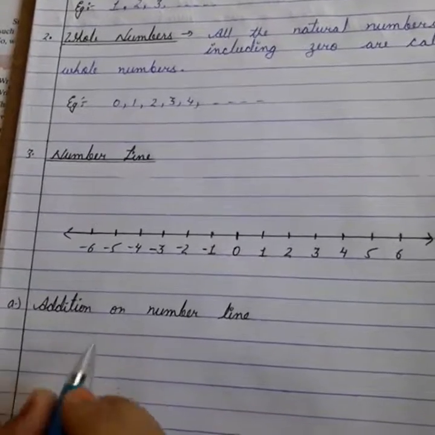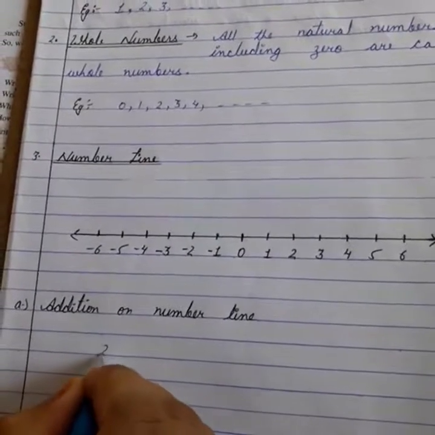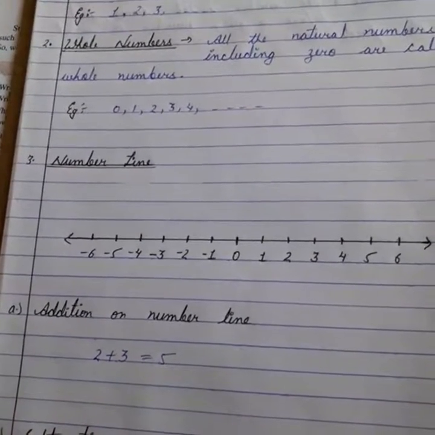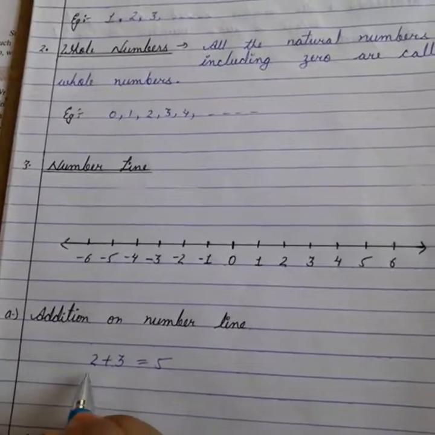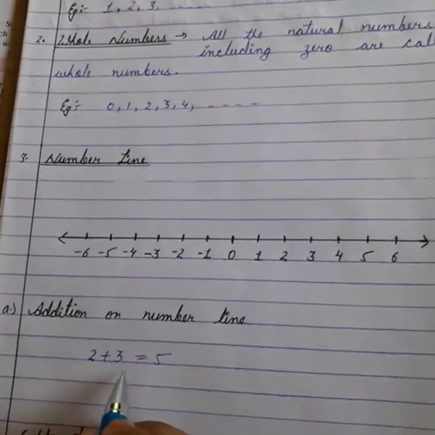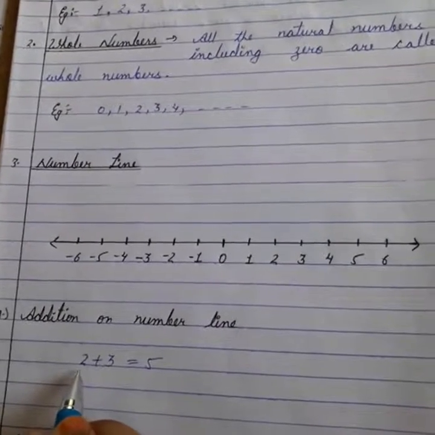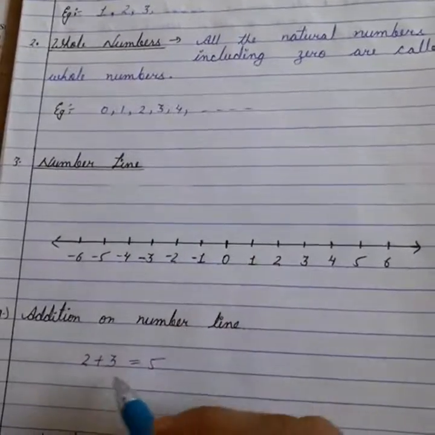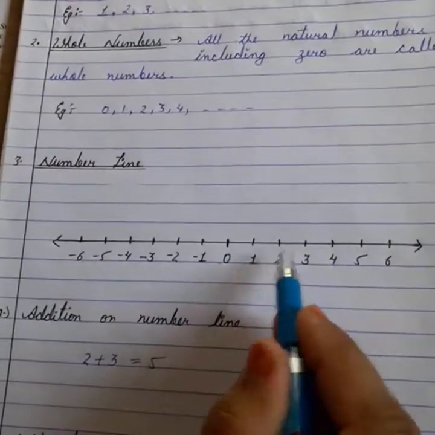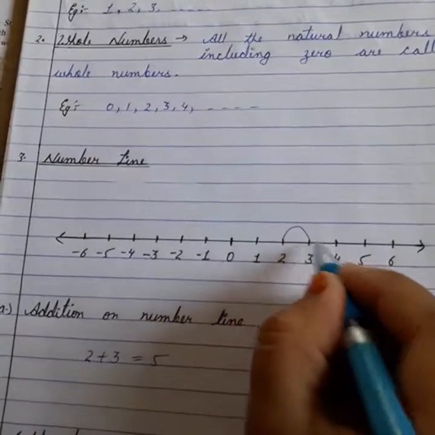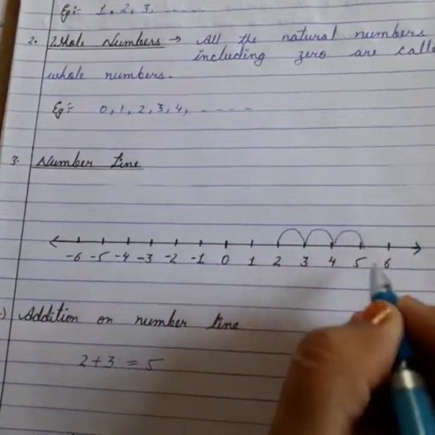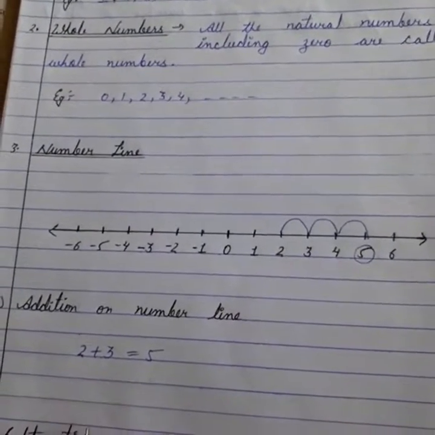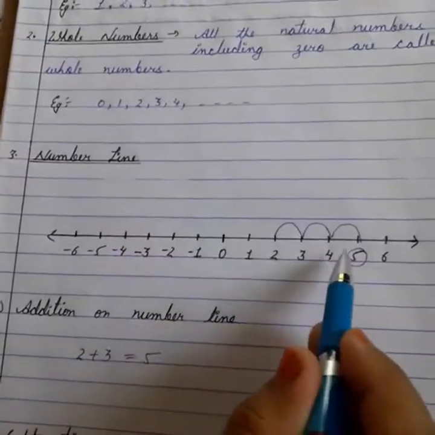Now see, if I tell you to add 2 and 3, all of you know 2 plus 3 is how much? 5. But if I tell you to add these two numbers 2 and 3 on the number line, how are you going to add? First of all, what is written? 2. So you will see where 2 is written on the number line. Next, what is it saying? Plus 3. So you will move 3 steps forward from 2. 1 step, 2 step and 3 step. Where have you reached? 5. That means 2 plus 3 is equal to 5. So this is how you add numbers on the number line.